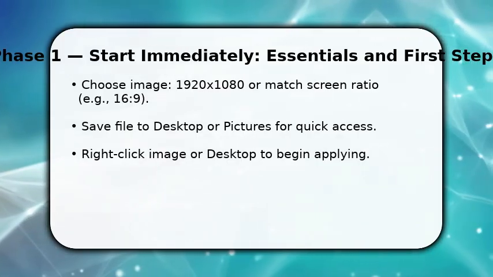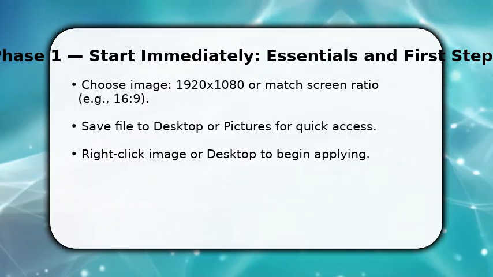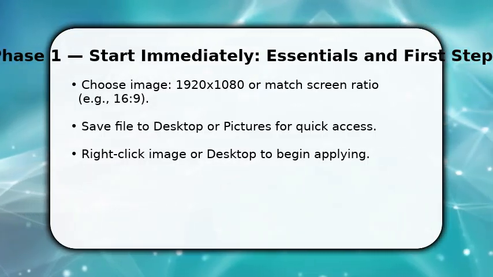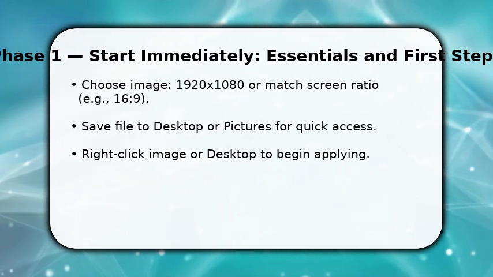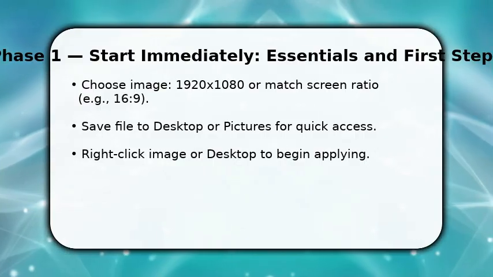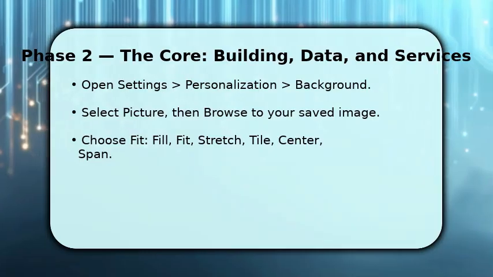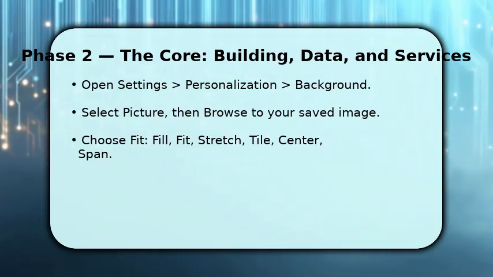Make sure to note the scale options like fill, fit, stretch. Now proceed with the contextual menu to set the image as your wallpaper without extra apps. You should open Settings, then Personalization, and then Background to see options. Click Picture and browse to pick the file you saved earlier. This links the image to your desktop.